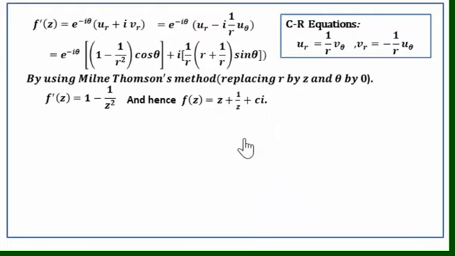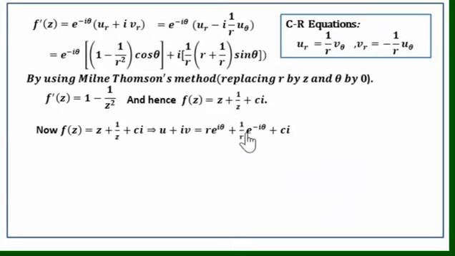Next, to find v, the harmonic conjugate of u, we take f of z equal to u plus iv, and on the right hand side we take z equal to r e power i theta, the polar form of z. So f of z equals z plus 1 by z plus ci. Substitute f of z equal to u plus iv, and in place of z take r e power i theta. So r e power i theta plus 1 by r e power i theta, which, taking e power i theta to the numerator, becomes e power minus i theta, plus ci.